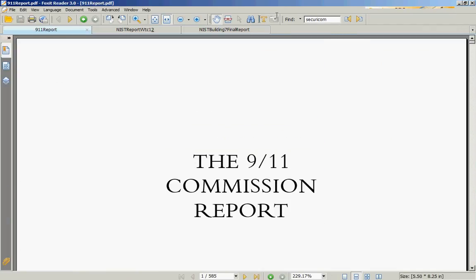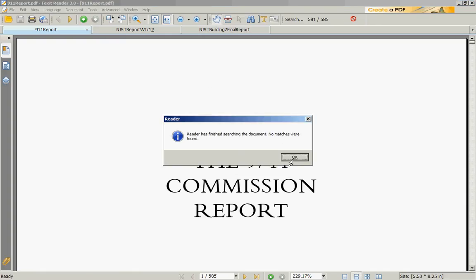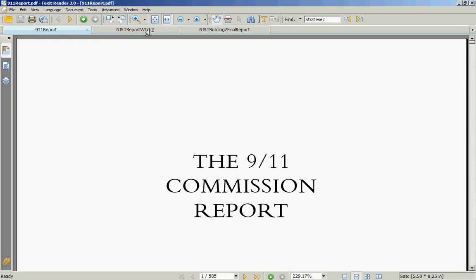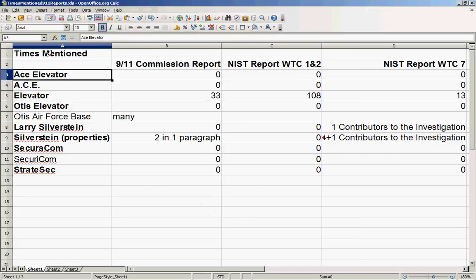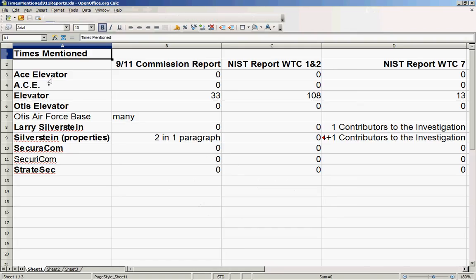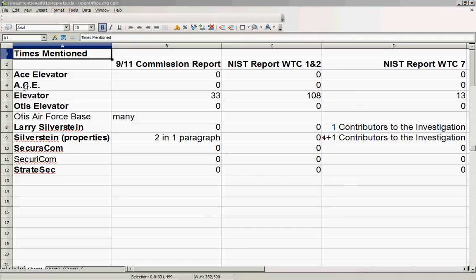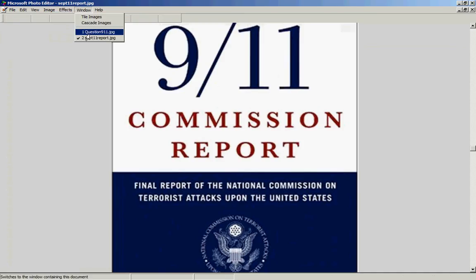We can do that right here. Stratasec. And you've got to wonder about a 9/11 Commission report that doesn't include any mention of the security companies that were supposedly watching over the World Trade Center towers. So we find that very key terms and people who should have been investigated by the 9/11 Commission and by NIST were not even mentioned in their reports. So we need a new 9/11 investigation.